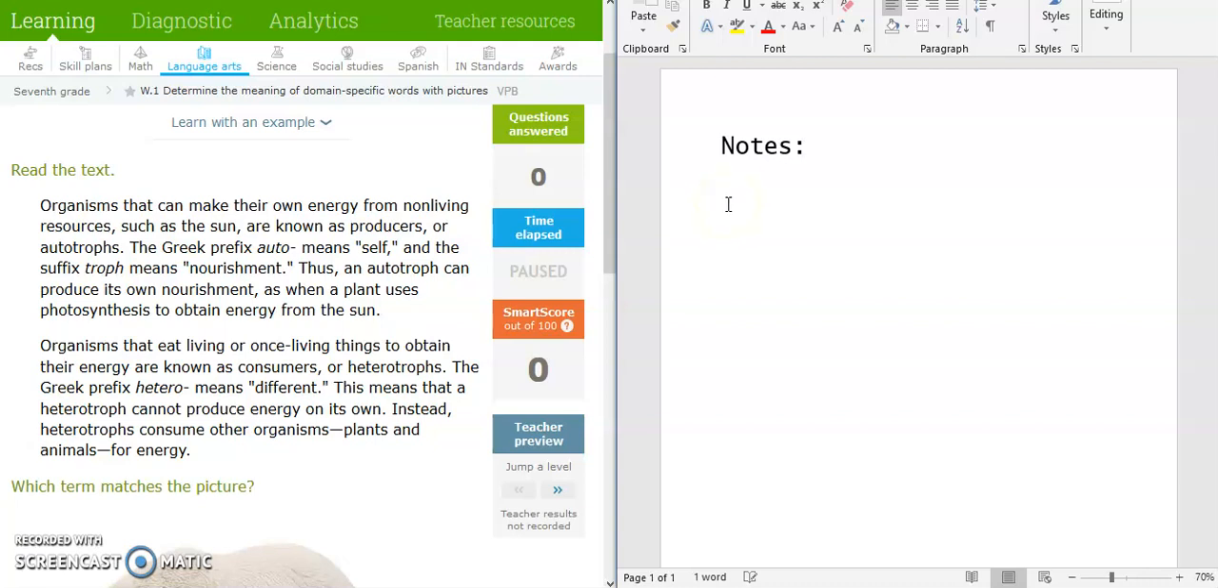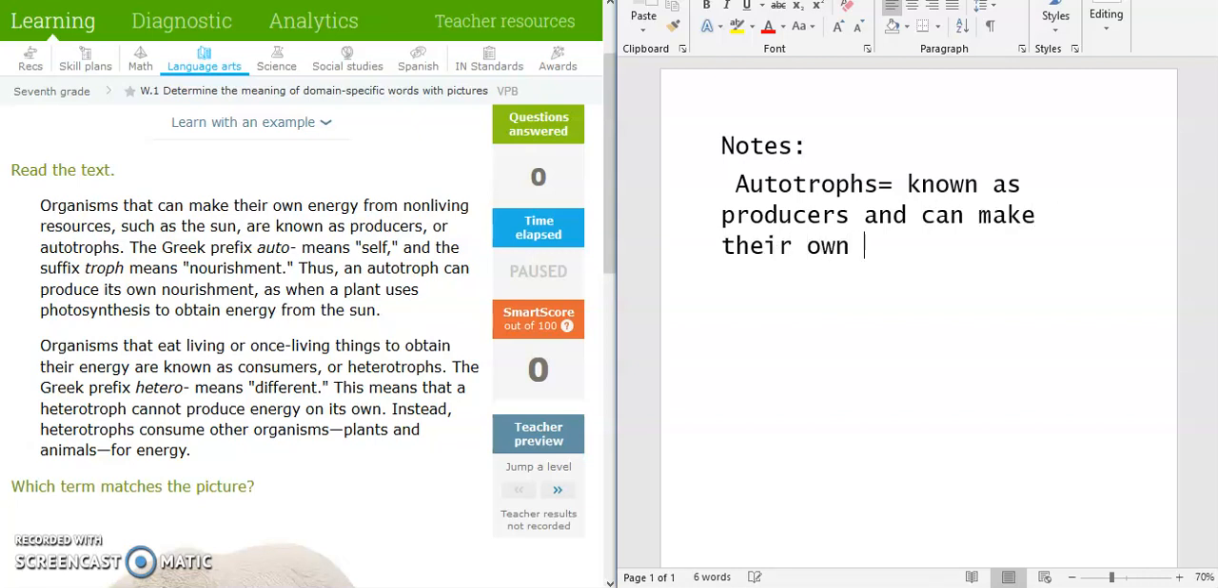All right. The first thing I'm going to do is read that first paragraph. Organisms that can make their own energy from non-living resources, such as the sun, are known as producers or autotrophs. So I'm going to write autotrophs are known as producers, and they can make their own food from non-living resources. So that's the first term I've come across, autotrophs.